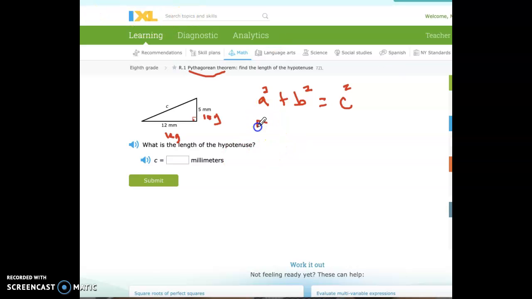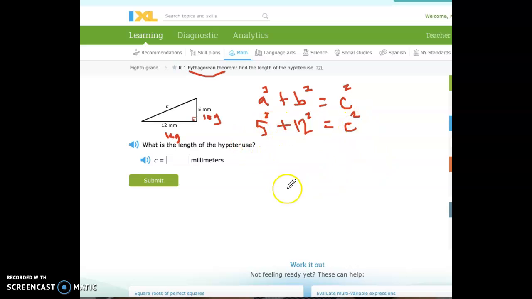Okay, so put in your 5 squared right here, along with your 12 squared right there. You don't have to use the millimeters in the actual equation. And then the last part is figuring out what the hypotenuse is equal to. So you're going through the order of operations again, doing the exponents. So 5 squared, write it down. The 12 squared, write it down, and then equal to c squared.